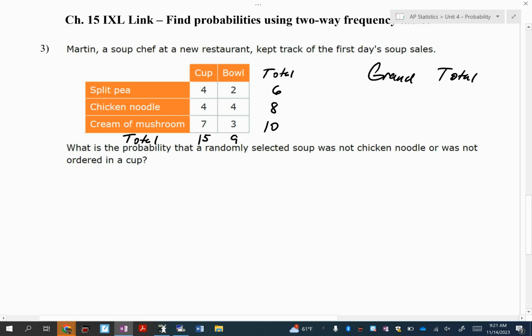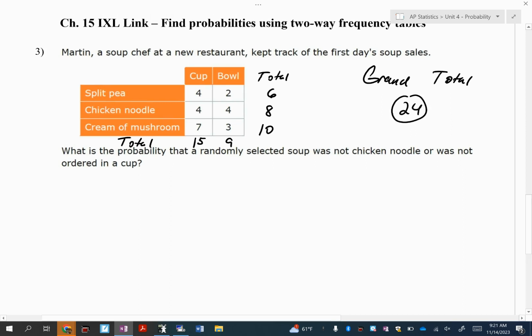All right. What's the grand total? 24. Thank you. Sorry for sidetracking us. Okay. So 24. This one is tough. I put this on here as the hardest one.